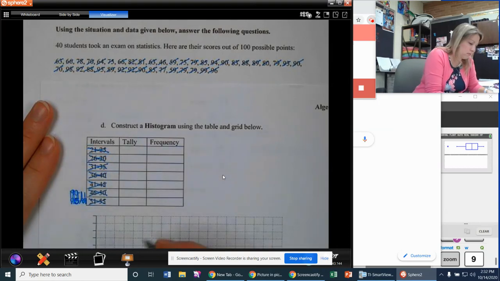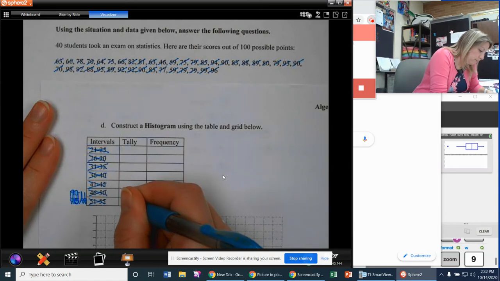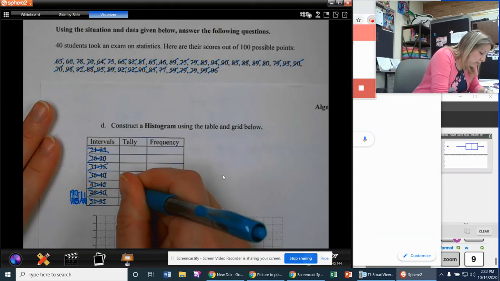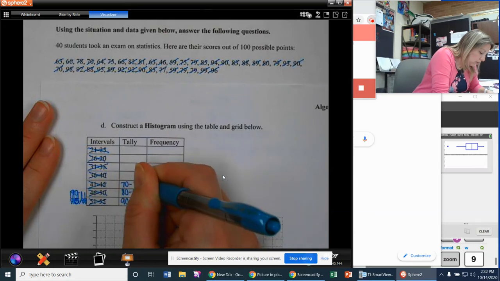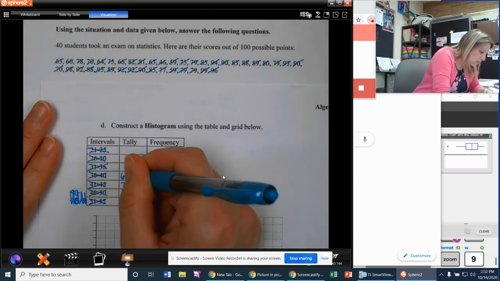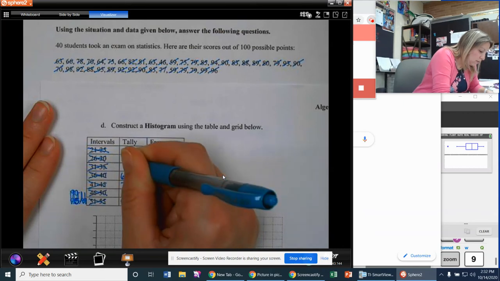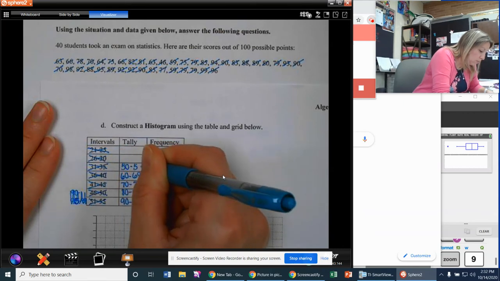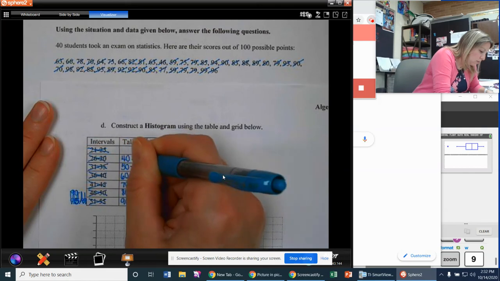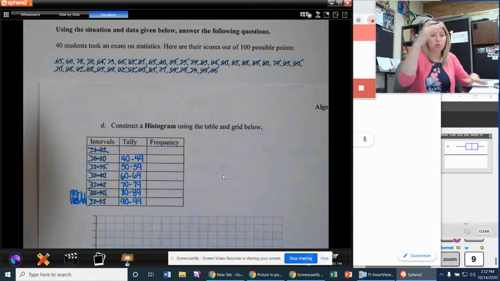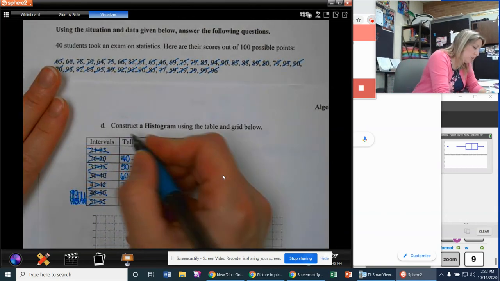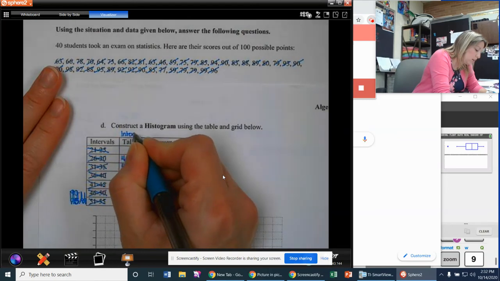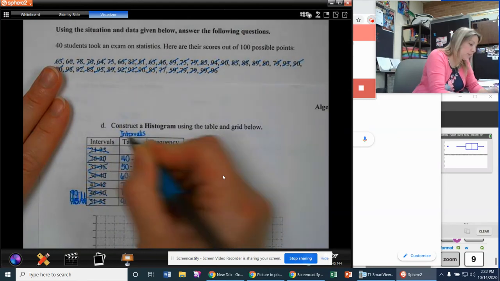Okay, let's go. I'll do it under tally. We'll go 90 to 99, 80 to 89, 70 to 79, 60 to 69, 50 to 59, because there are some that fit in there, and 40 to 49. And then that way we can use that to tally and frequency, right? So we'll just change those up a little bit. These are actual intervals that we'll use because we need intervals that really fit our data. And then we'll go from there.